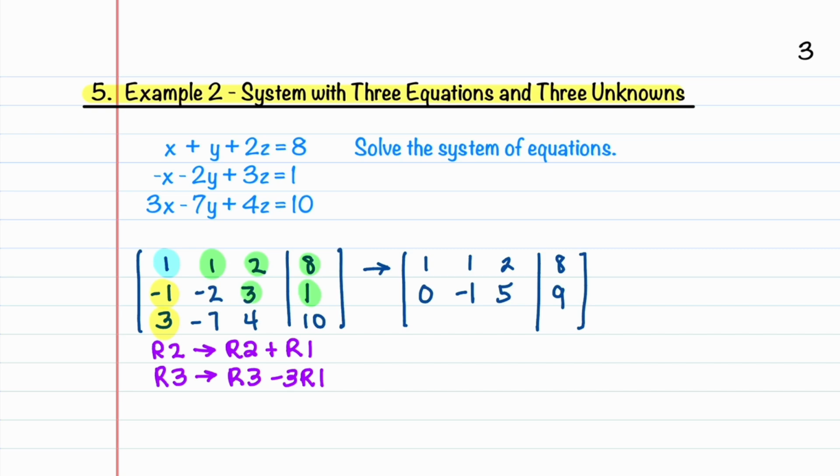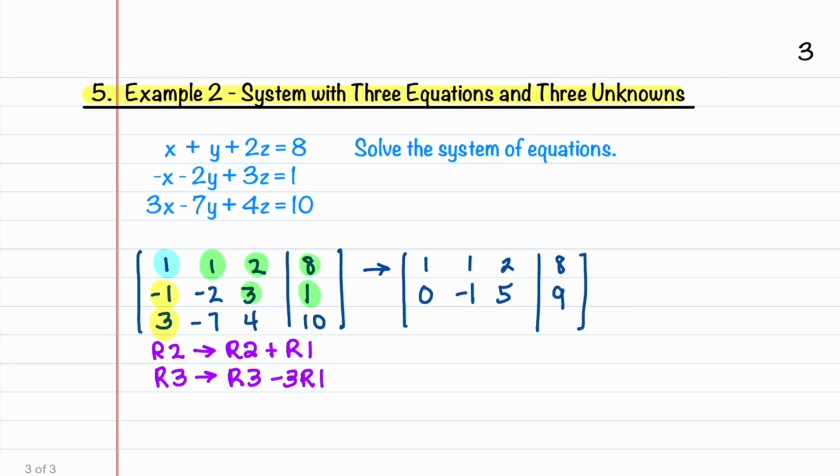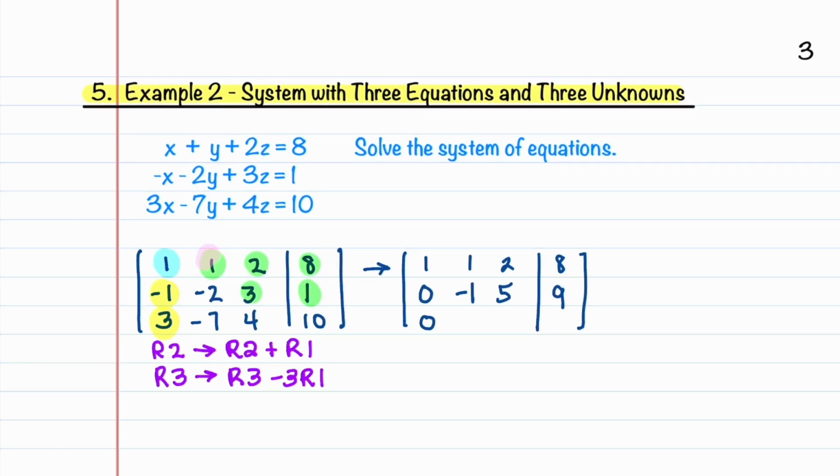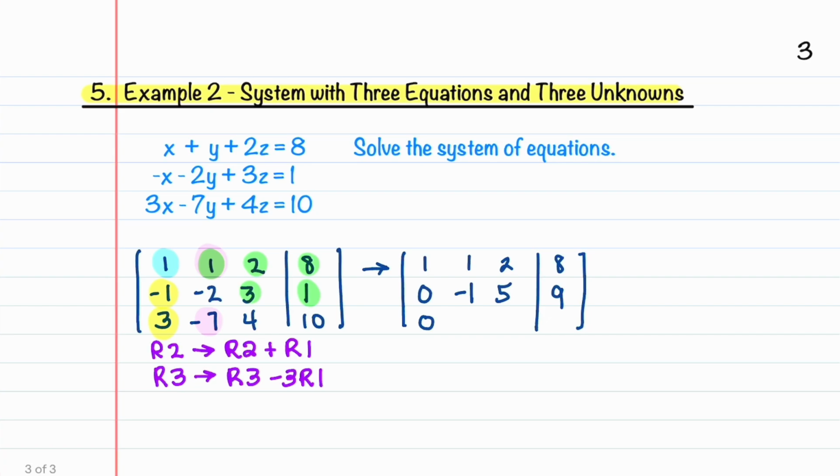Now let's work on the third row. Our 3 becomes a 0. Now we're going to take 1, multiply it by -3, so that's -3, add it to -7, and we get a -10. Now we'll take 2, multiply that by -3, that gives us a -6, plus 4 gives us a -2. And then lastly, we have 8 multiplying by -3 gives us a -24, plus 10 gives us a -14.